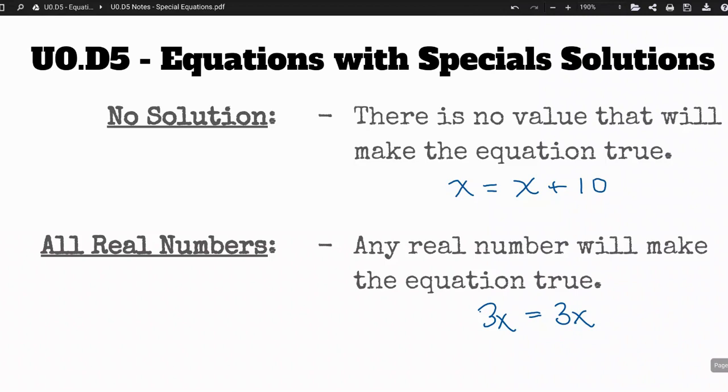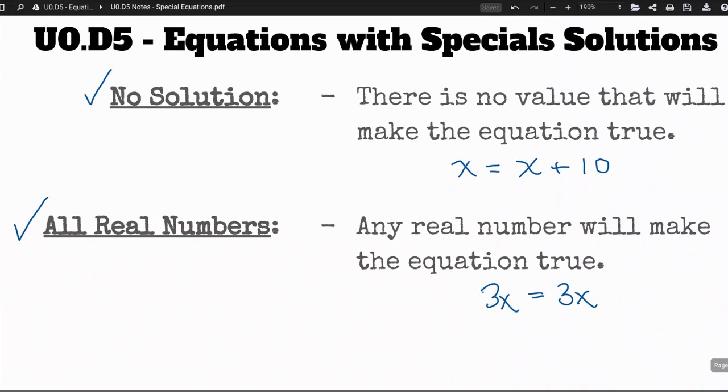So we're looking at, for answers today, either no solution, if there is no value for x that will make it true, and all real numbers, if any real number will make the equation true as a solution. And in both cases, there's not one exact answer.